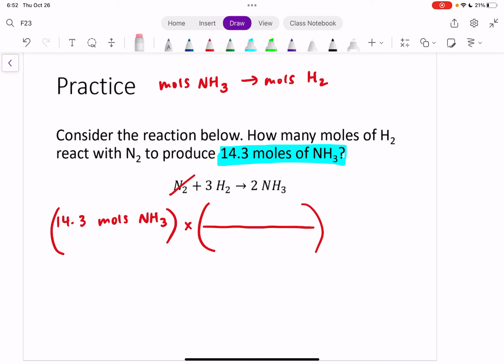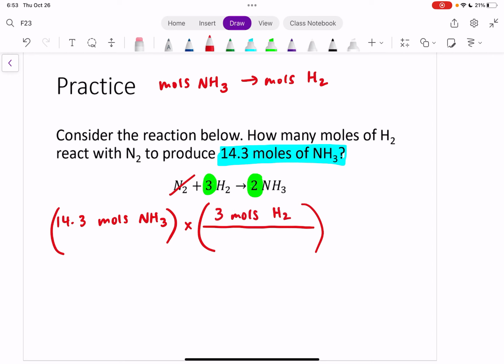What is the relationship between those two things? From our balanced equation, we can say 3 moles of H2 go in and 2 moles of NH3 come out. So that's our molar ratio, 3 to 2. Now, we know 3 moles of H2 produces 2 moles of NH3, but which one goes on the top, moles of NH3 or moles of H2? Yeah, moles of H2 needs to go on the top.